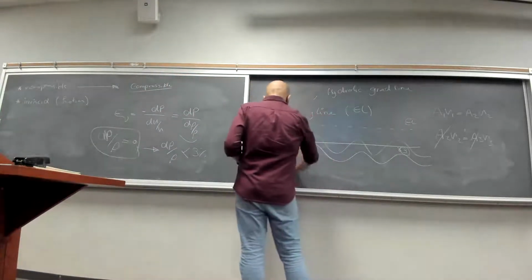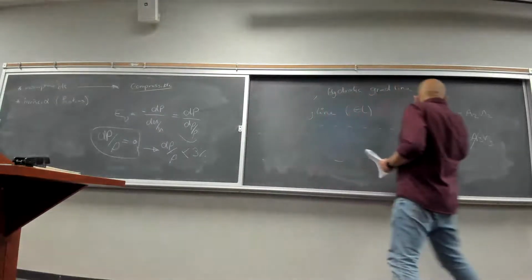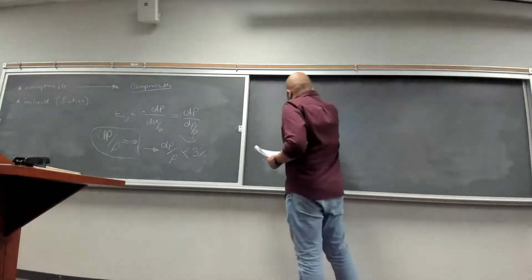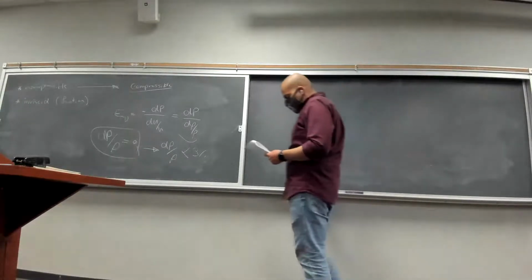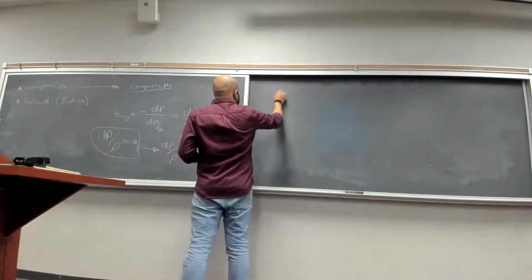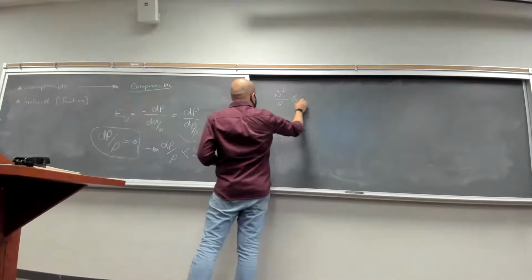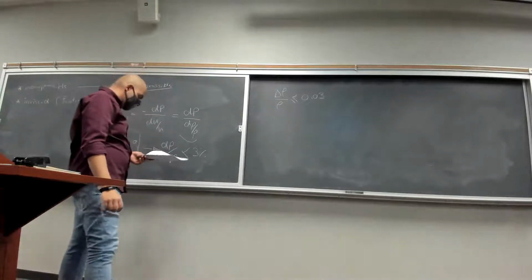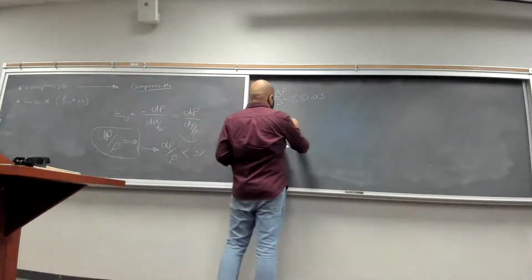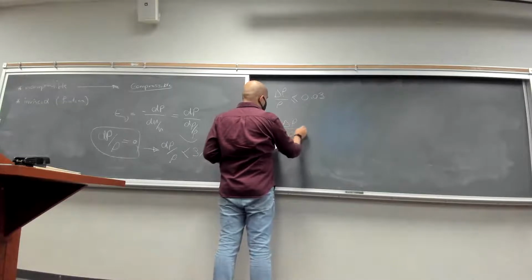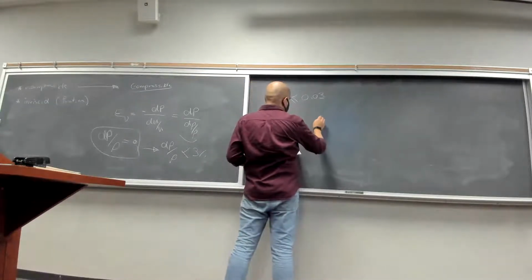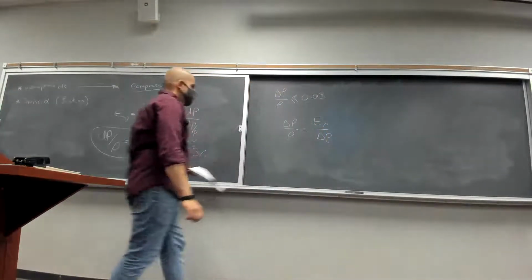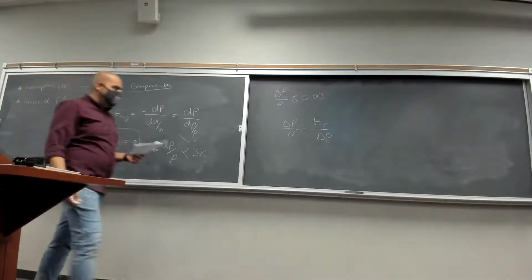Okay. So let's plug that value into the bulk modulus equation. We are saying the change in density has to be smaller than 0.03, right? Smaller than 3%. And the change in density divided by rho is equal to your bulk modulus divided by... I'm sorry, changes in pressure divided by the bulk modulus.